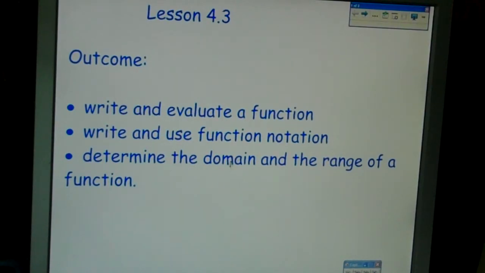What does domain represent? The x or the y? Good, it represents the x. The range, what does that represent? Good, the y.